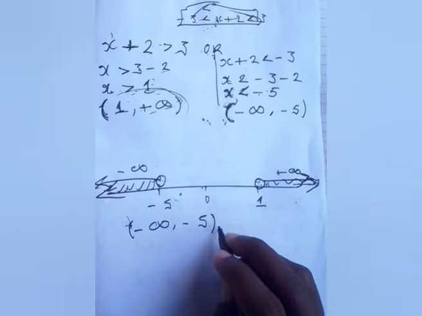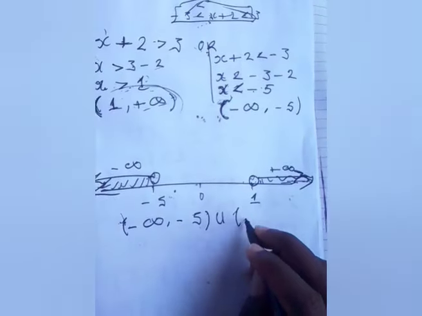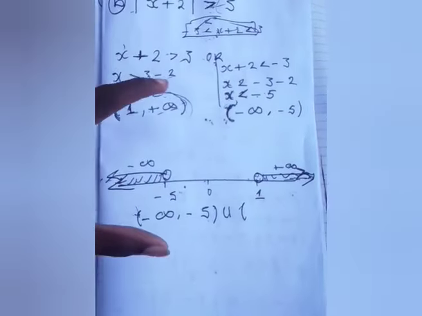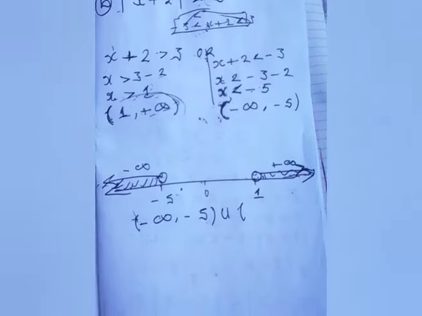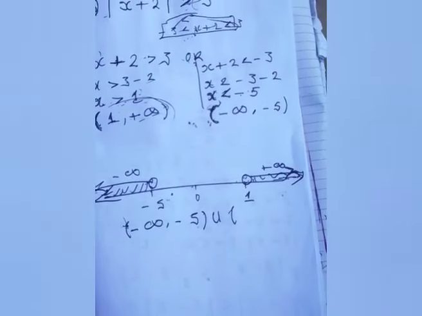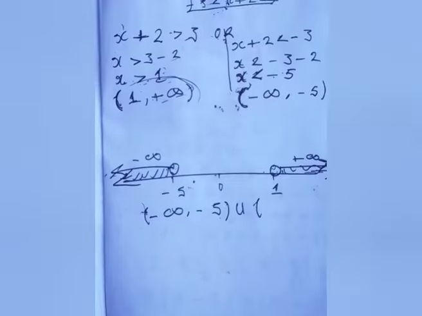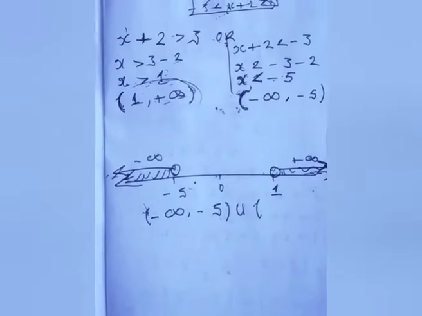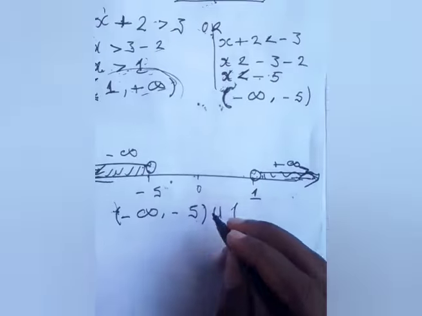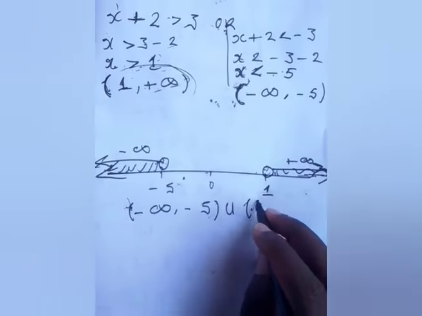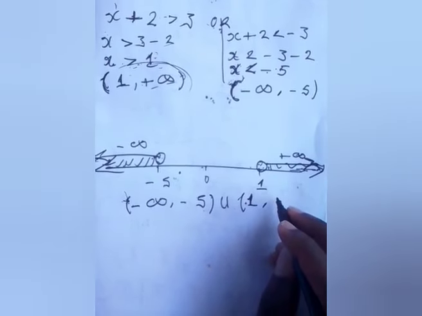Then you say union the other region. I know maybe some of you might think I am not explaining properly here, because for me to explain properly, it would take me maybe another hour or 30 minutes to explain interval notations deeply. And this video is not really meant for that. This is meant to just solve for you. So you unite with this region, which is starting from 1 going to positive infinity.